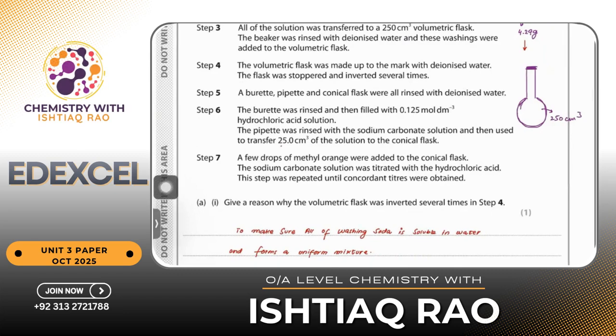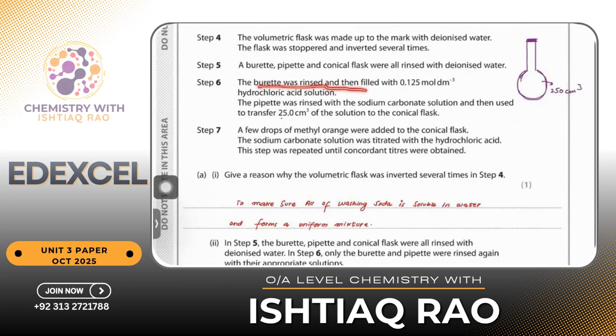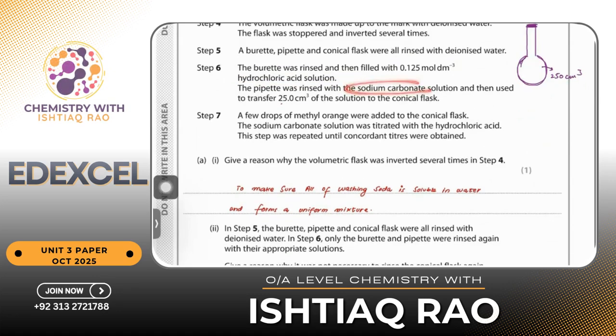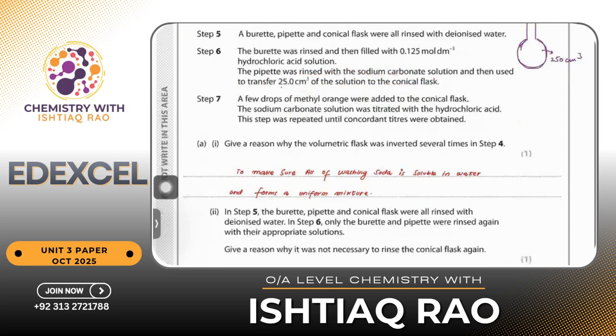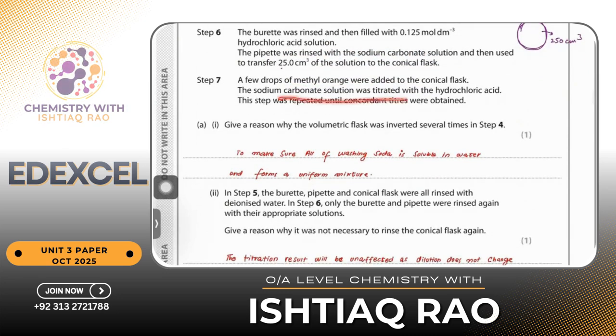So a burette, pipette, and conical flask were all rinsed with DI water. The burette was rinsed and then filled with this much concentration hydrochloric acid solution. The pipette was rinsed with the carbonate solution and then used to transfer this much solution to the conical flask. Then methyl orange was added to the flask. The sodium carbonate solution was titrated with the hydrochloric acid. This step was repeated until concordant, like the same similar, readings were obtained.